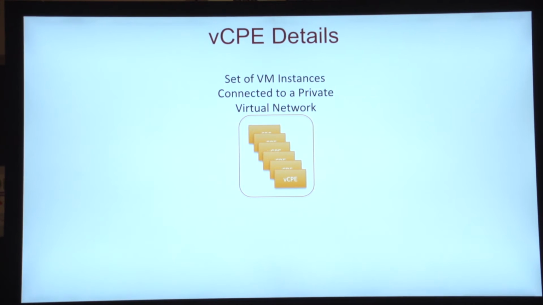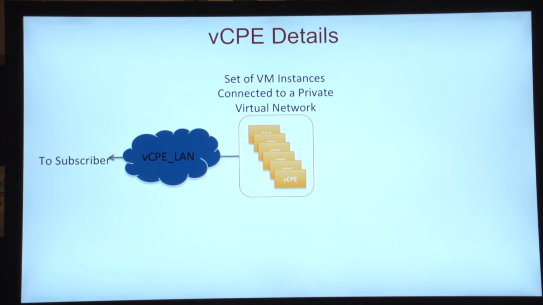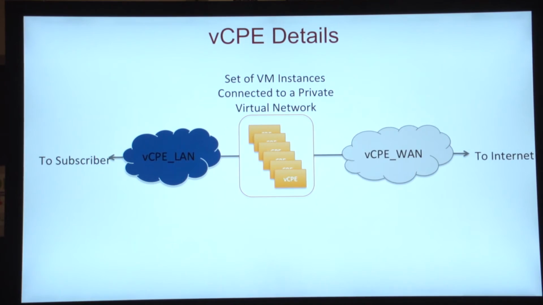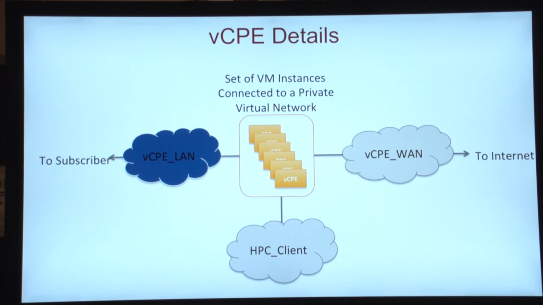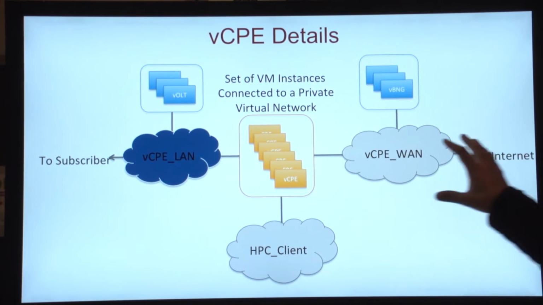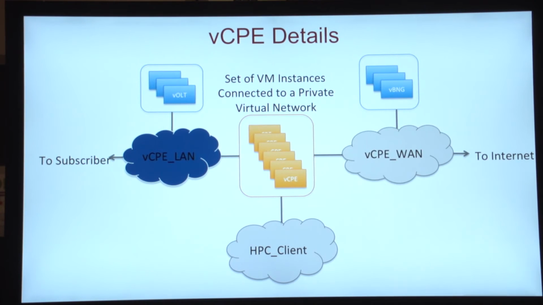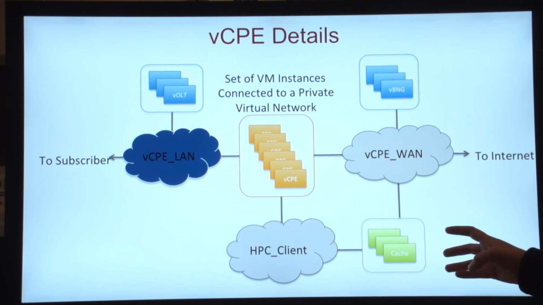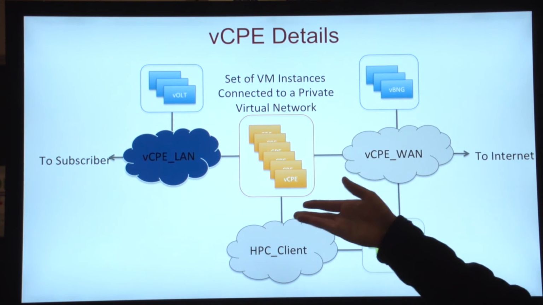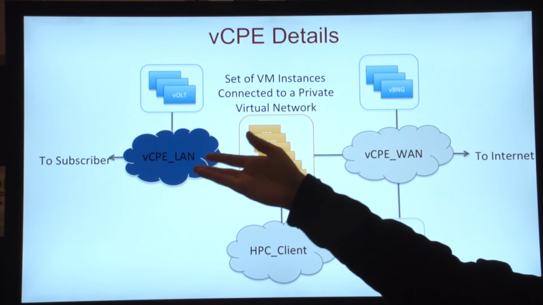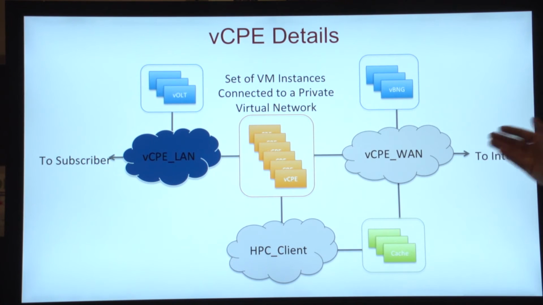On one side, we have VCPE LAN, which connects the VCPE to the subscriber network. We have the VCPE WAN, which connects it to the internet, and we have a Hypercache client, which allows us to serve cached content to the subscriber. Each of these virtual networks is then controlled by an application running on top of ONOS, and we have another application which interconnects two virtual networks. On one side, it's connected to the Hypercache network, which allows us to serve content to the subscriber, and on the other side, it's connected to the internet, where we can prime the cache with content.